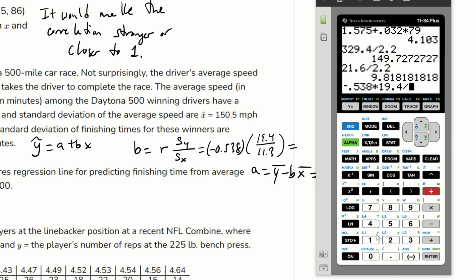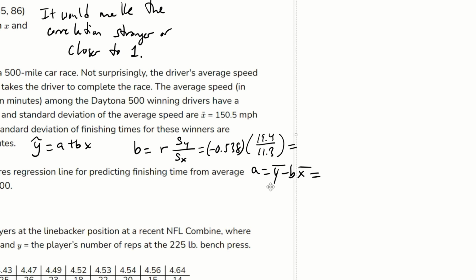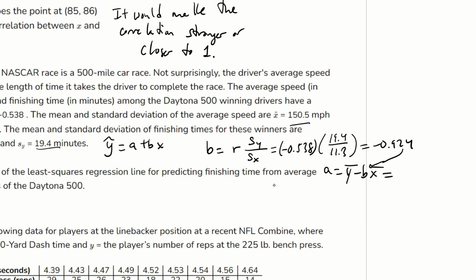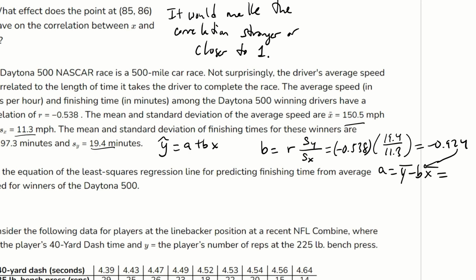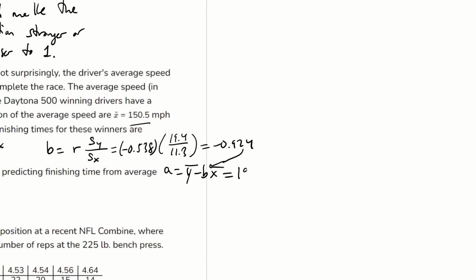19.4 divided by 11.3, so negative 0.924. And we're going to plug that into here for b. Okay, and they told us our y bar and our x bar. So y bar is 197.3 minus the b that we got.